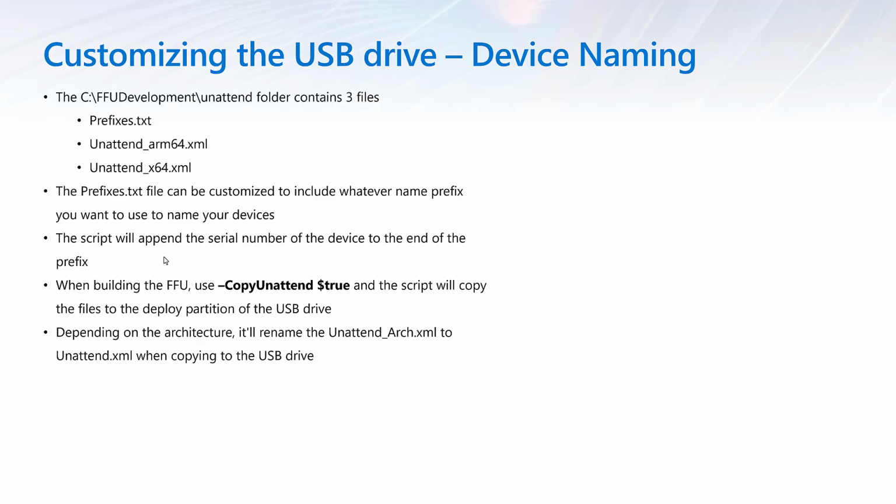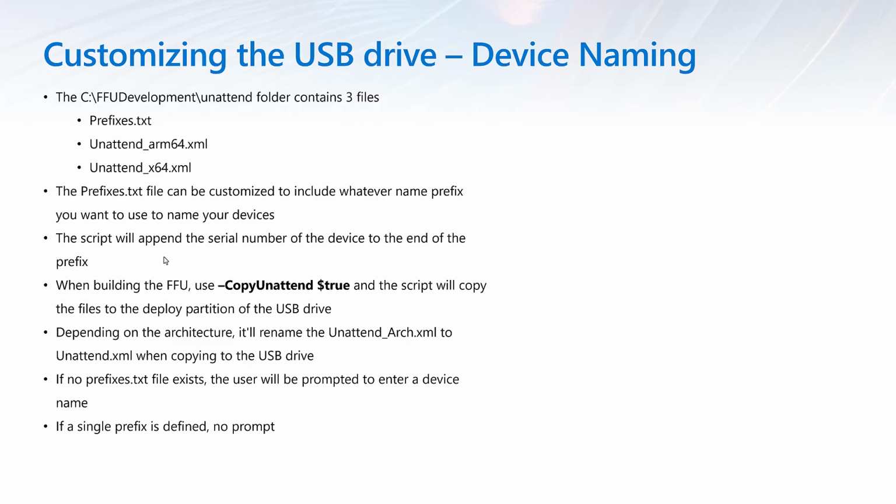Now, depending on the architecture, it'll rename the unattend_architecture.xml to Unattend.xml when copying to the USB drive. So you don't have to worry about getting the correct architecture type. We actually leverage the Windows architecture parameter to set this, and that defaults to x64. Now, if no prefixes.txt file exists, then the user will be prompted to enter a device name. And if a single prefix is defined, then there is no prompt. We just assume that's what you want, and we just go.